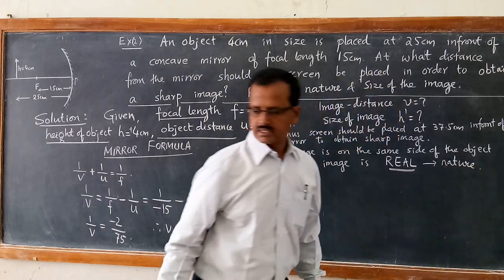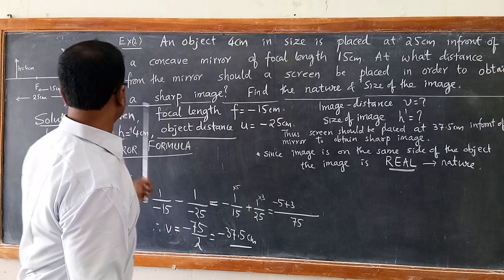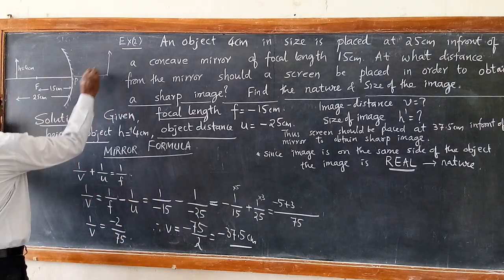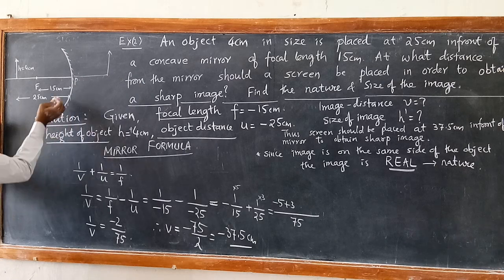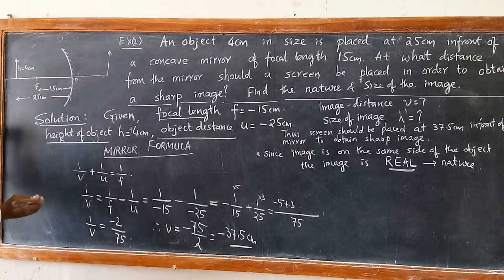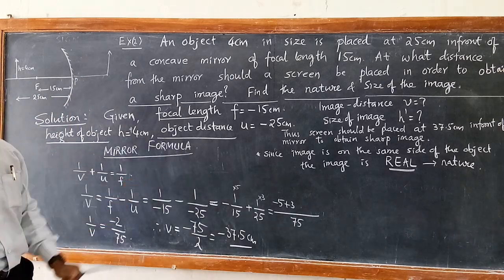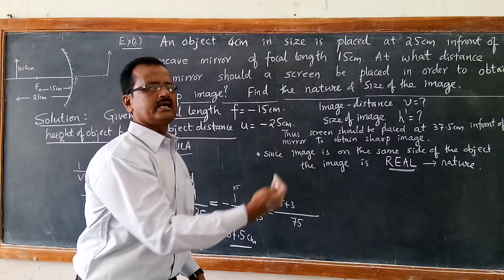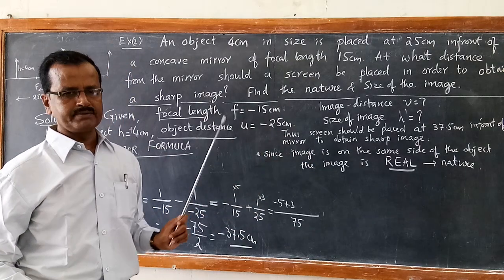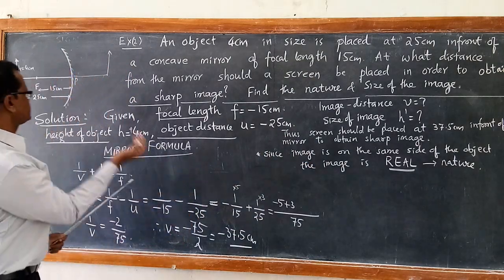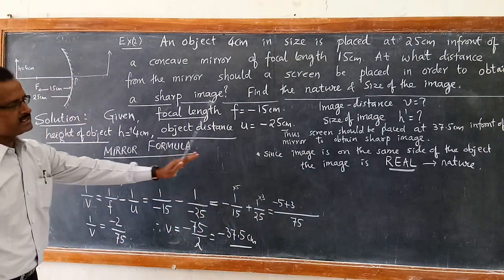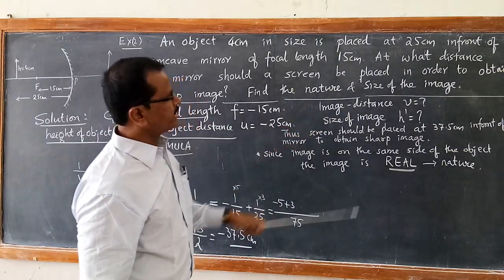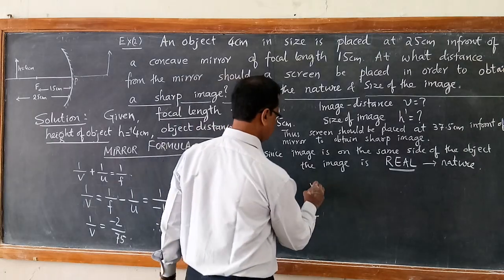This is the nature of the image. If the image is obtained on the other side, it is virtual. If the image is obtained on the same side, it is real. In the previous problem, the image was obtained on the other side of the mirror, therefore it was a virtual image. Here it is obtained on the same side of the mirror, therefore it is a real image. Now let us find out the height of the image, size of the image.